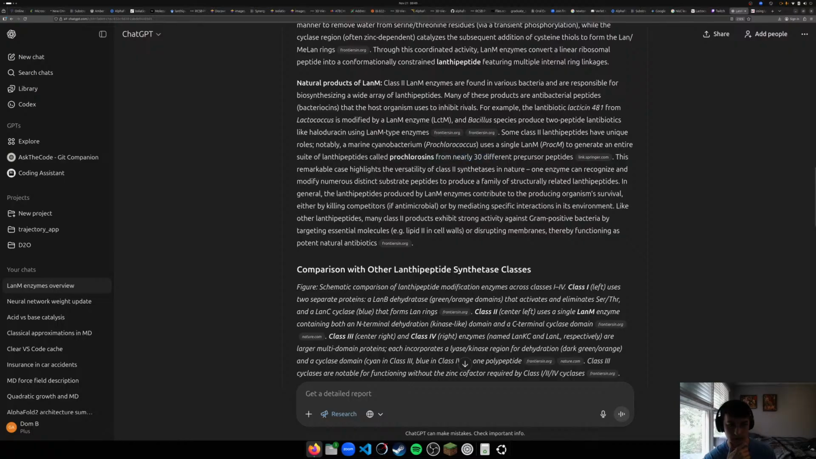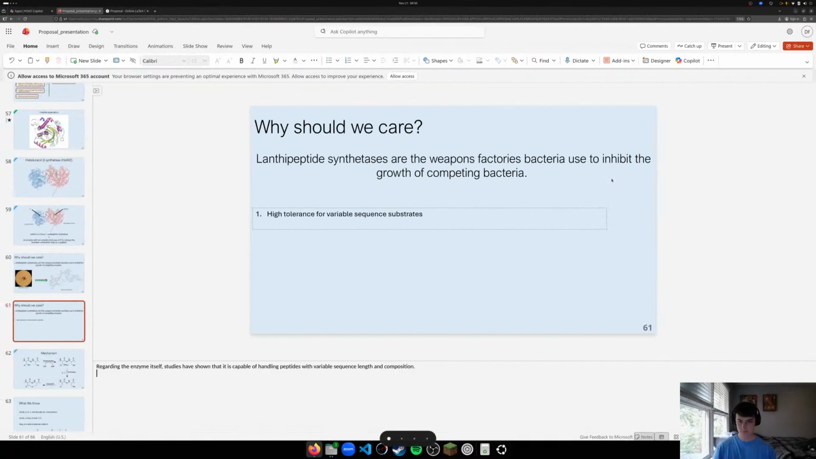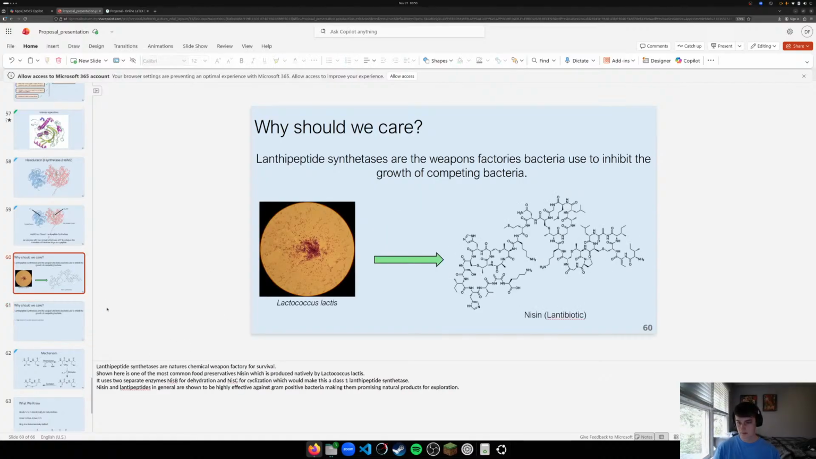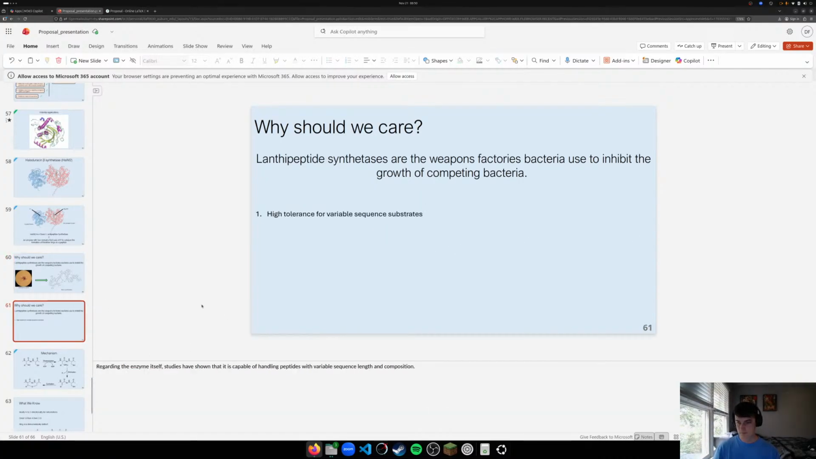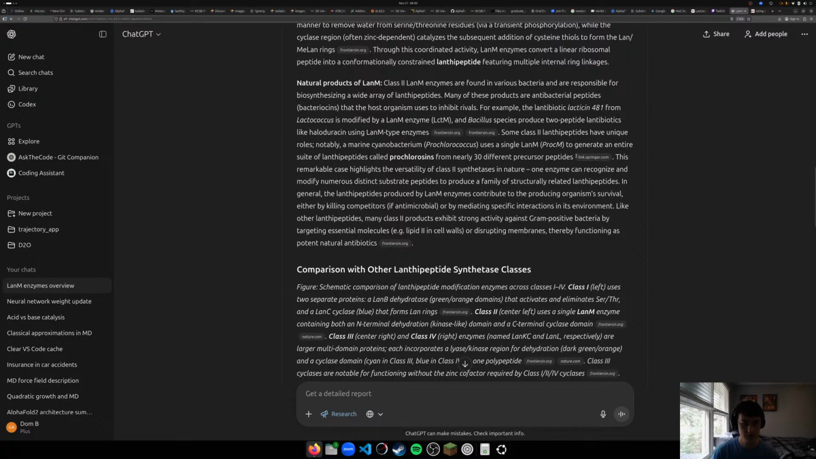Oh, that's cool. Nearly 30 different precursor peptides. Yeah, the versatility is that one enzyme can recognize and modify numerous distinct substrate peptides to produce a family of structurally related lanthipeptides. Regarding the enzyme, studies have shown that it is capable of handling peptides with variable sequence length and composition. So maybe we should look at ProcM then.